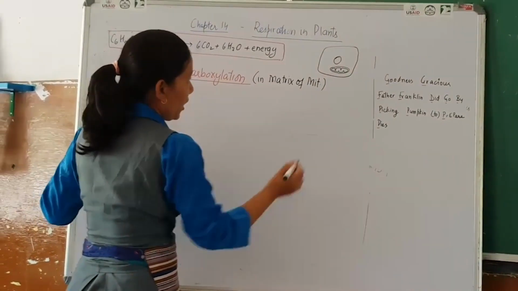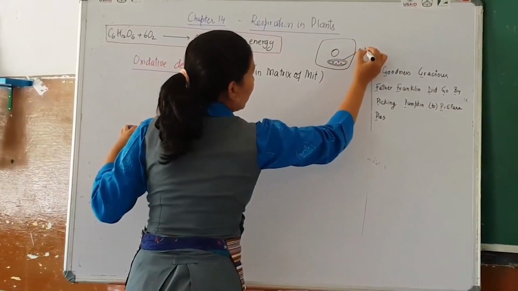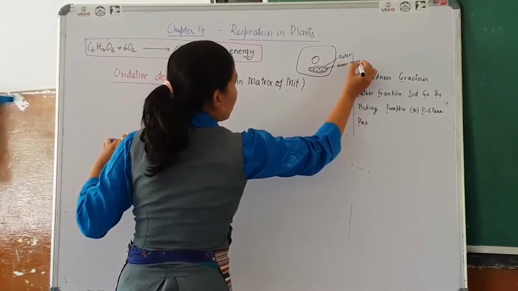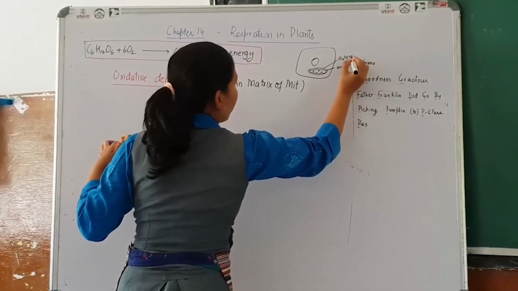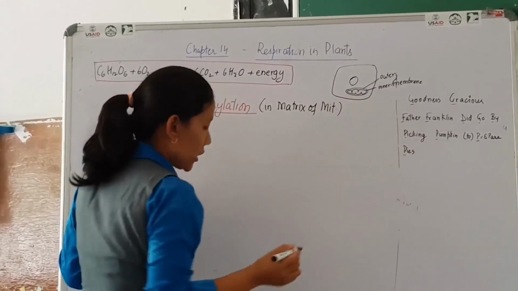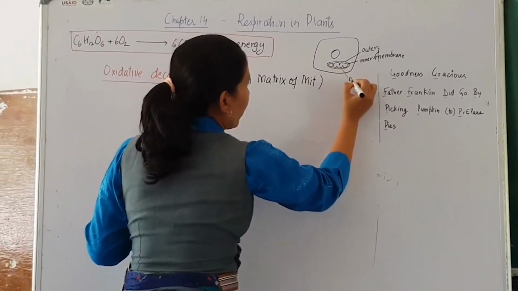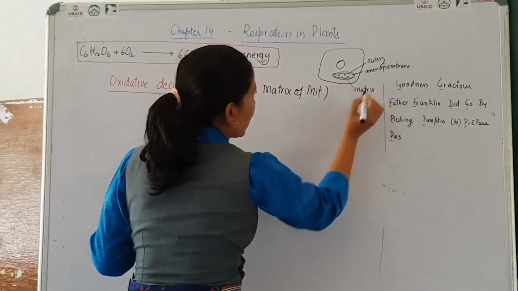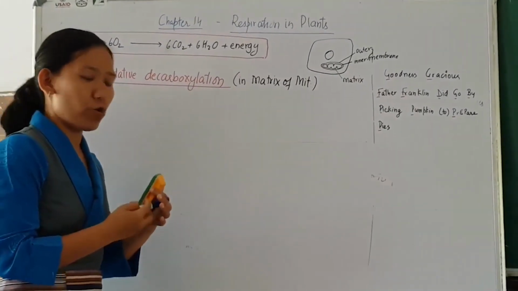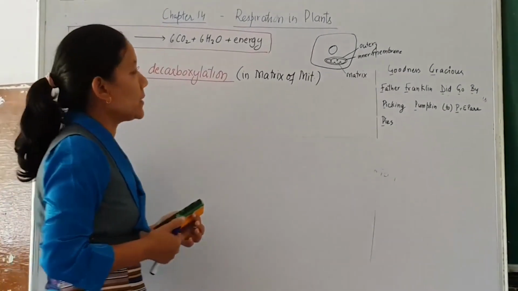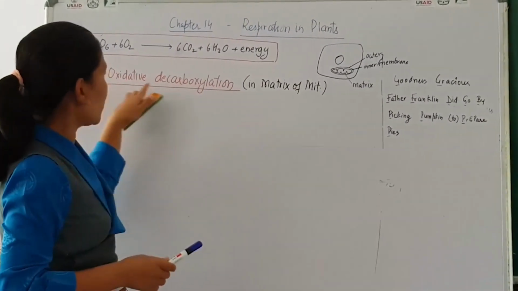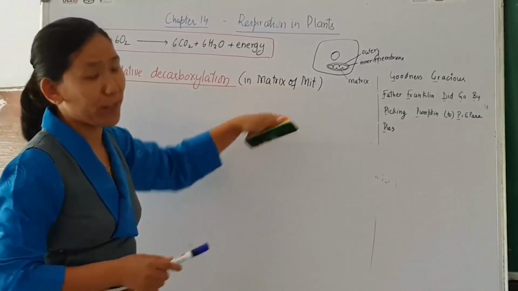And this mitochondria has an outer membrane and an inner membrane, and inside is a fluid-filled region called the matrix. This matrix contains a number of enzymes which help in the cellular breakdown of the product of glycolysis, with the release of energy. Okay, so this oxidative decarboxylation takes place in the matrix of mitochondria.